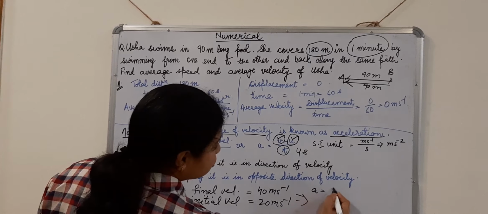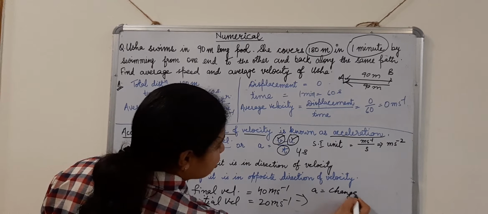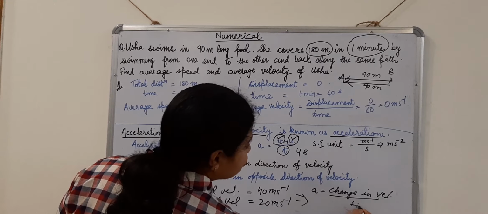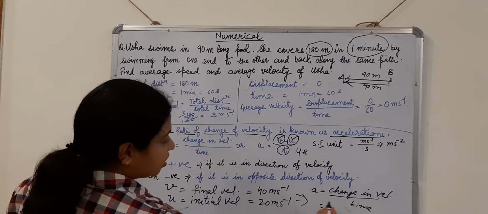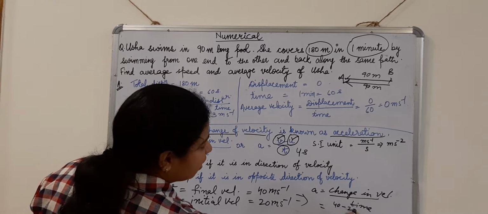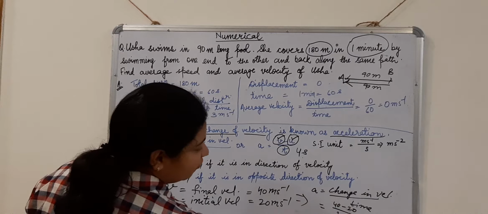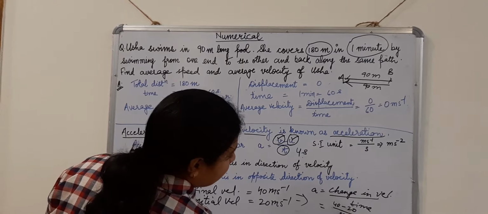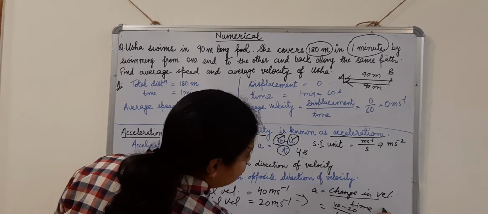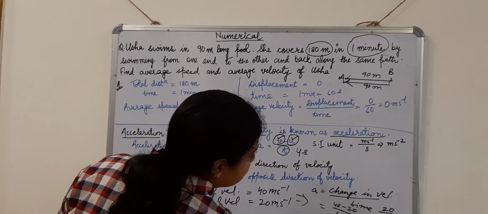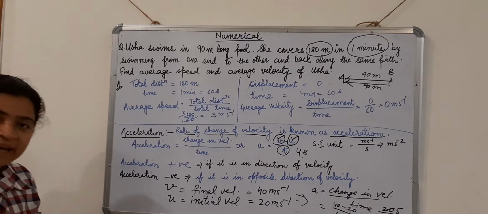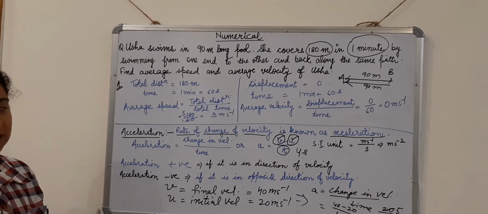A is equal to change in velocity upon time. So what is the change? Change is 40 minus 20, and what time has it taken? 4 seconds. That is equal to 20 upon 4, that is 5. This is how we get the acceleration from our velocity.